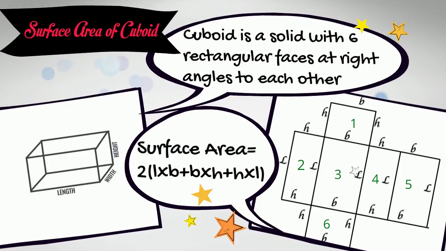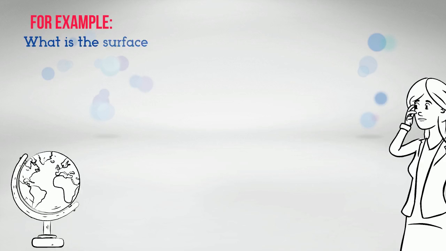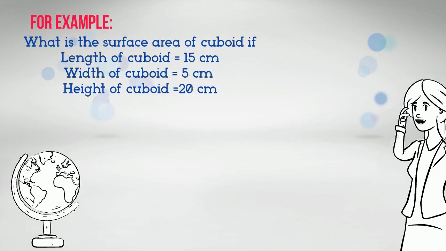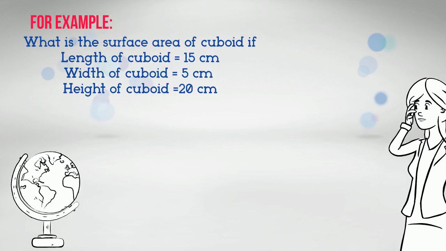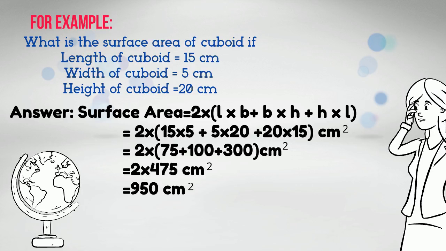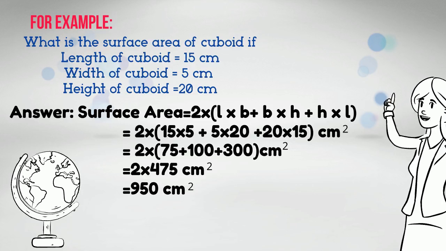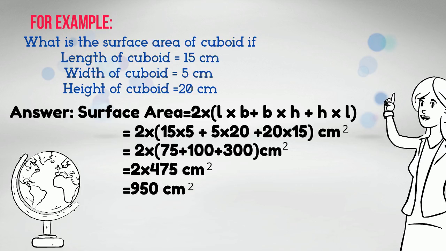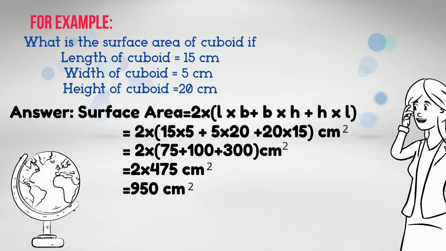height into length. For example, what is the surface area of a cuboid if length is 15 centimeters, width is 5 centimeters, height is 20 centimeters? As we all know, the area formula is 2 times the length into width plus width into height plus height into length. As we put the values into our formula, our answer comes up to 950 centimeters squared.